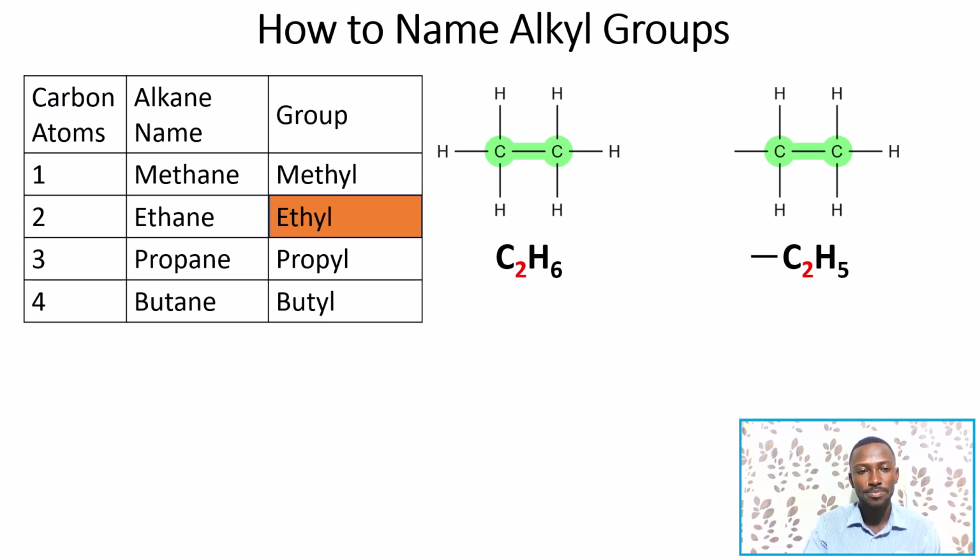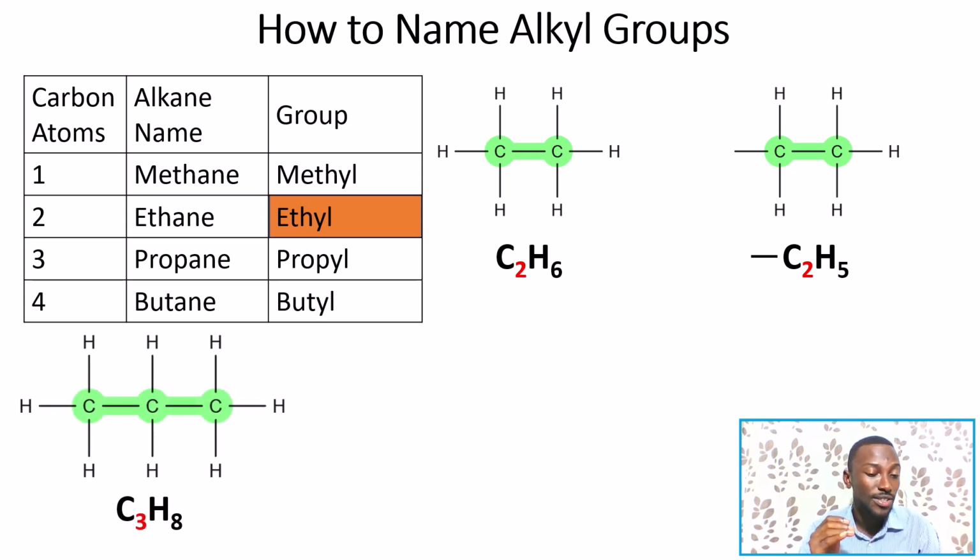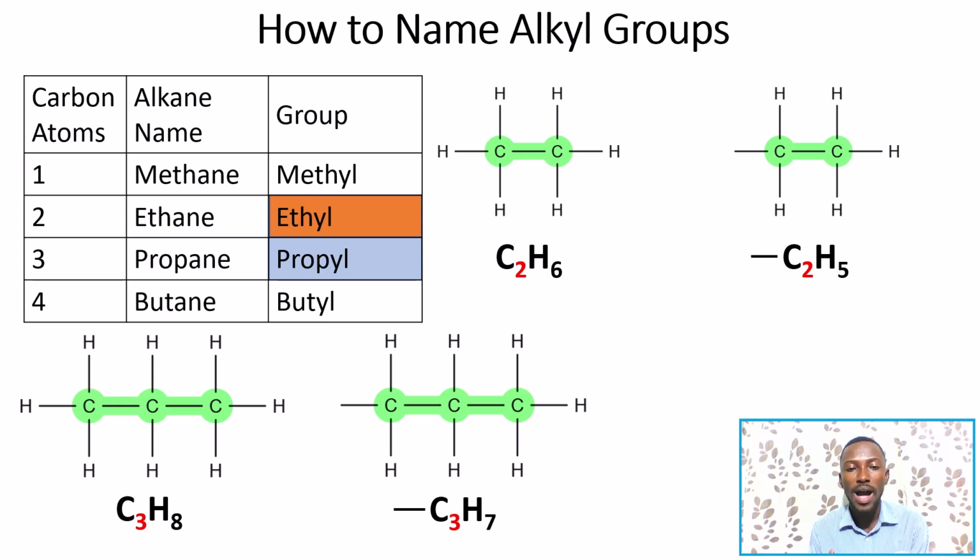Let's look at the next one. The compound we have on the screen is propane. Why is that the case? We have 3 carbons with how many hydrogens? With 8 hydrogens. That is a propane. Suppose we cut one hydrogen from the propane. What would we end up with? We'll end up with propyl. For propyl, we remove the A-N-E, which tells us it is an alkane, and replace it with YL, which means it's now an alkyl group. I think that is correct, right?